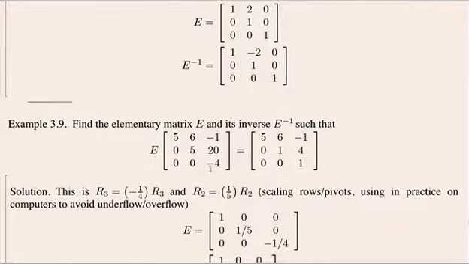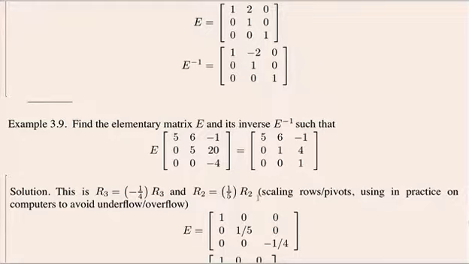Next example, find the elementary matrix E and its inverse such that E times the matrix equals this matrix. Let's see what happened there. Well, actually 2 rows changed. The second row, how do you get 1 from 5? You have to divide by 5, for example. And if you divide 20 by 5, you also get 4. So we divided the second row by 5. And we also divided the third row by minus 4.